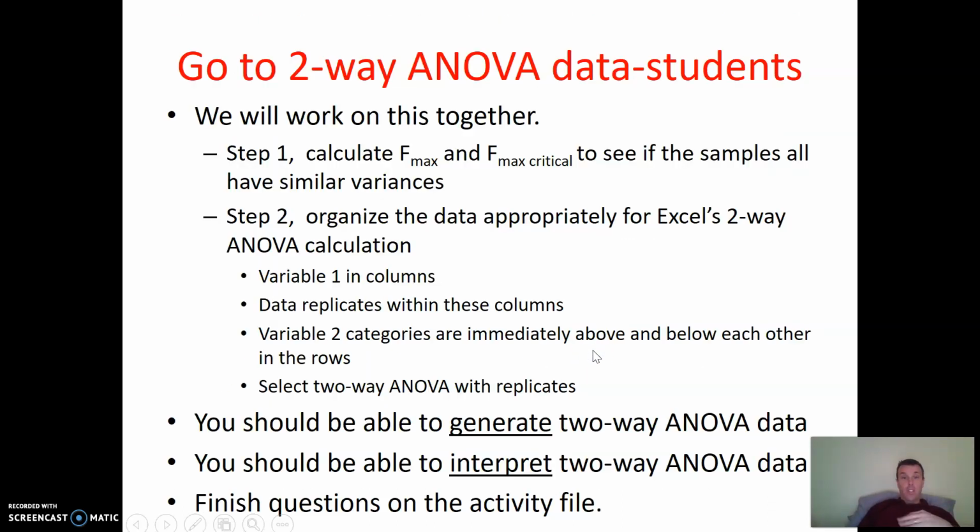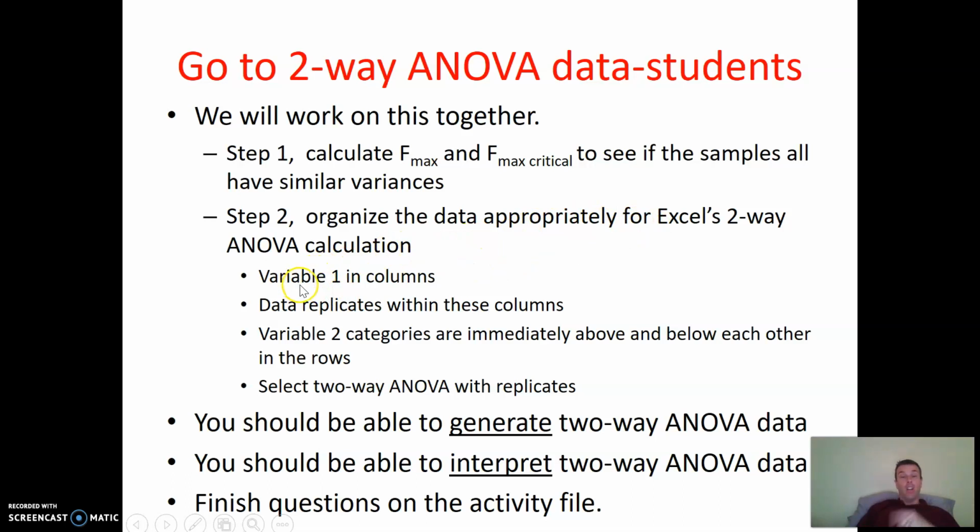So within this, we are going to go over the two-way ANOVA data. This is still an ANOVA, so we still need to make sure the variances are close enough to equal. So just like in the one-way ANOVA, we need to calculate the F max and F max critical. Right? So then the key aspect for doing this, it's actually pretty easy to do in the two-way ANOVA on Excel, but you have to organize the data correctly. And I'll show you how to organize the data and what this means.